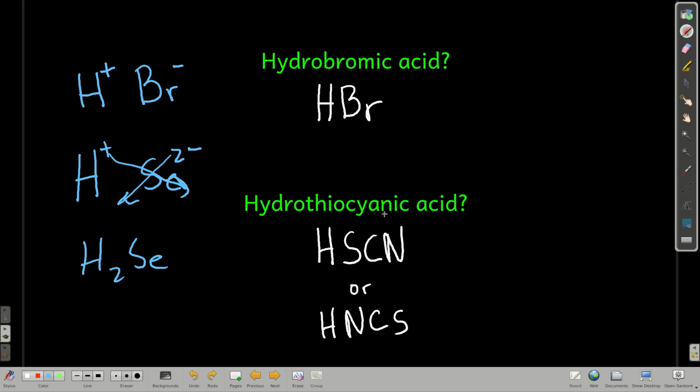And then hydrothiocyanic acid. If you look in your table of polyatomic ions, thiocyanate is either SCN- or NCS-, doesn't matter. One negative charge, one positive charge from the hydrogen. Balance out the charges and we get that formula.